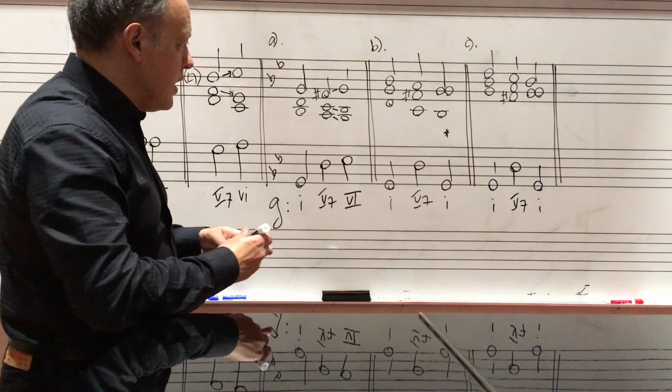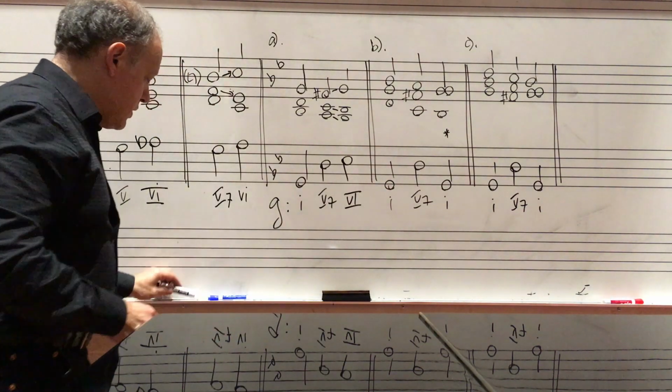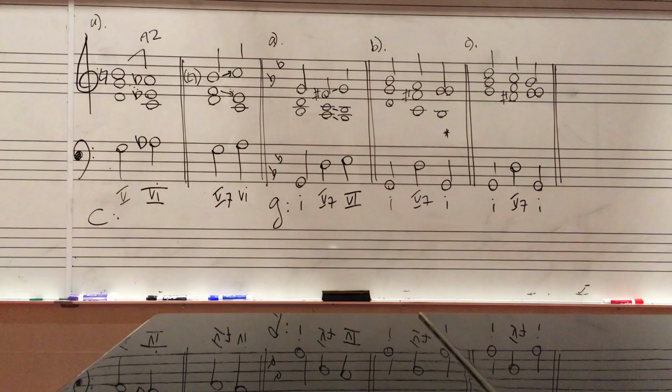I'm going to do the same thing over here. So here's the basic 1, 5, 7, 1 progression, type 1 dominant seventh resolution, and now deceptive.